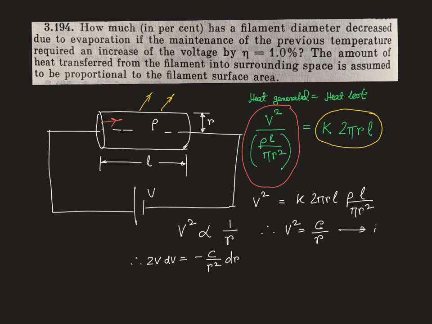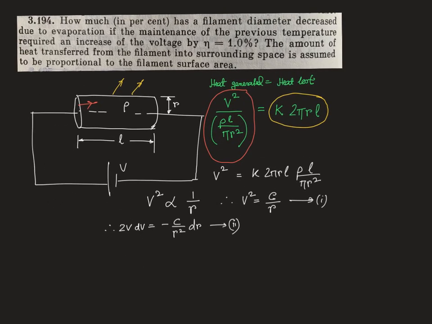Now we will make this equation 1 and this equation 2. Now we divide equation 2 by equation 1. That's the way to calculate errors, you must know this. So 2V dV divided by V square is equal to minus C by R square dR divided by C by R. So what you get here is 2 dV by V is equal to minus dR by R. That is the fractional change.